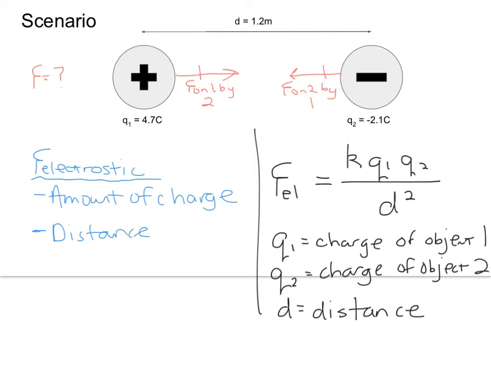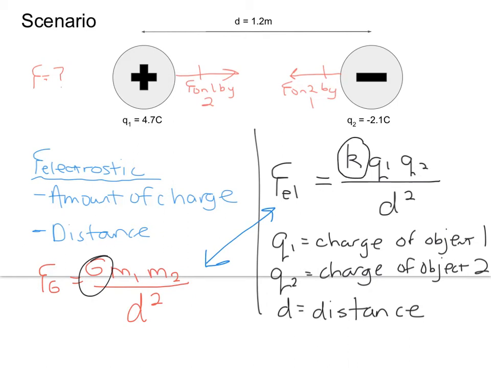Now, hopefully you notice that this looks really similar to something else that we've already done in our class, and that was the force of gravity. In our last unit, we learned that the force of gravity is equal to big G times M1 times M2 over distance squared. And these equations look really similar. So the force of gravity depends on the mass of the objects and the distance between them. The electrostatic force, the force we've been experiencing all unit, depends on the charge of the objects and the distance between them. Now the one difference is that instead of a capital G for our constant, we have a lowercase k.